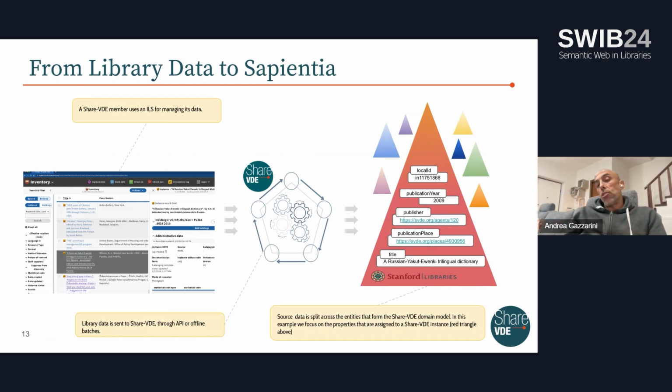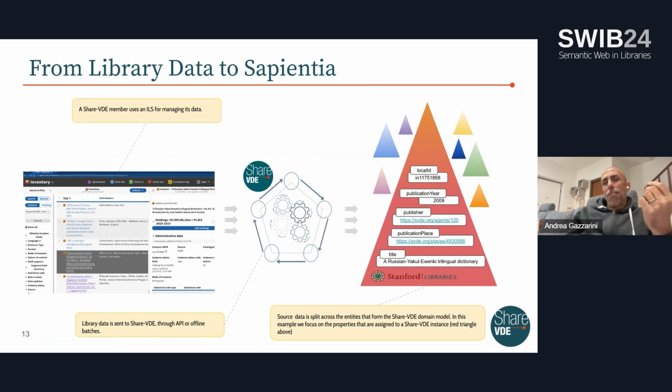In the picture, in the example, the main triangle is the instance, the entity that we create in Share-VDE that will contain the instance attributes taken from the bibliographic record, of course. But other than that, we also have a lot of other entities, authors, publishers, dates, events, and so on. These are the small triangles.